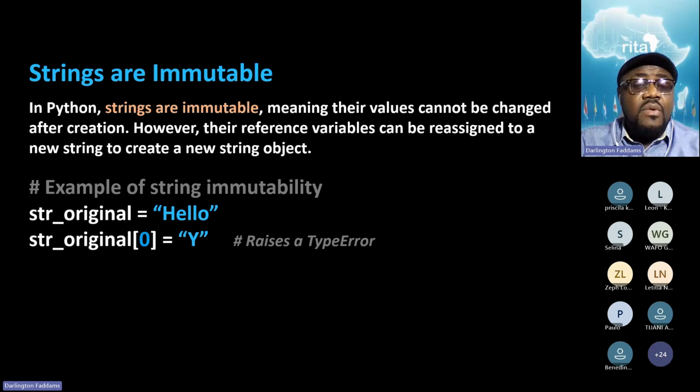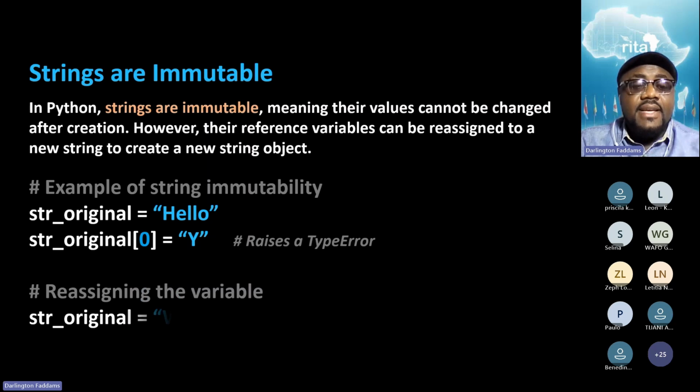Because if you try to edit, for example, this code here says that you should target the index 0, which should be h, and assign it to y. If you do this, it is actually targeting the object and going within the object to change the h to y. Python will raise an error and tell you that object assignment is not allowed, or you are not allowed to assign to this particular object because it cannot be changed.